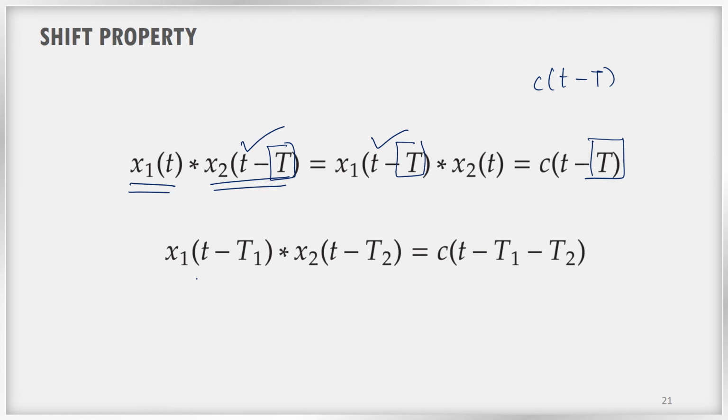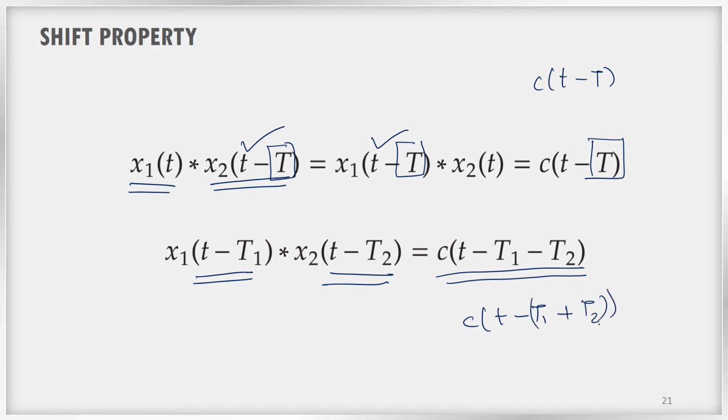If you shift both x1 of t and x2 of t, then the total shift in the output will be equal to C of t minus t1 plus t2. Otherwise, we can say that the sum of the shifts will be equal to the shift of the output signal, right? The output signal will be shifted, and that shift is equal to the sum of the shifts t1 and t2. This is what the shift property says.